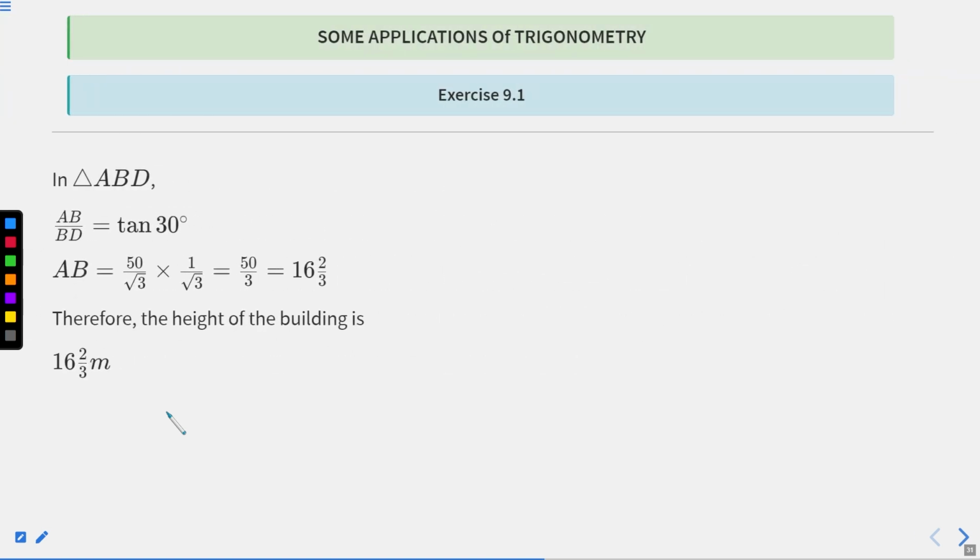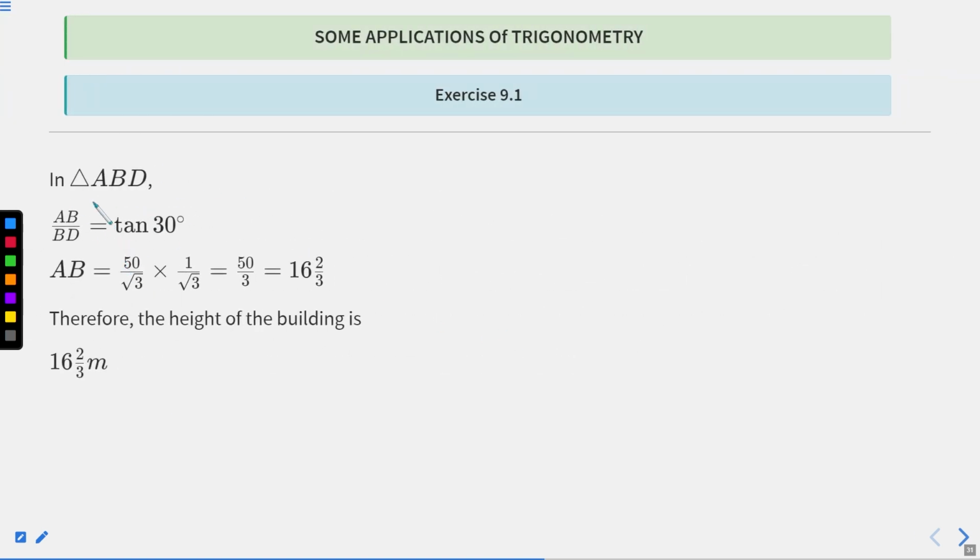Now from triangle ABD, AB by BD is equal to tan 30 degrees, and we know tan 30 degrees is equal to 1 by root 3. So AB is equal to BD times 1 by root 3, and BD is equal to 50 by root 3. So 50 by root 3 times 1 by root 3 is equal to 50 by 3, which is equal to 16 2 by 3. Therefore the height of the building is 16 2 by 3 meters.